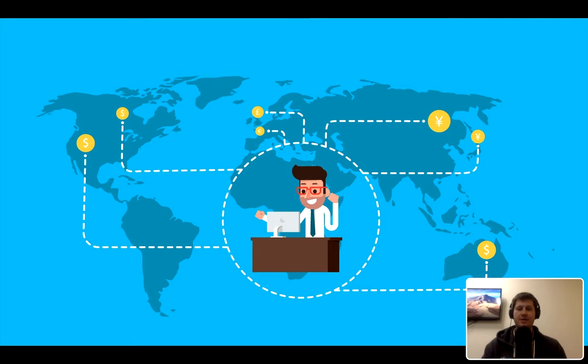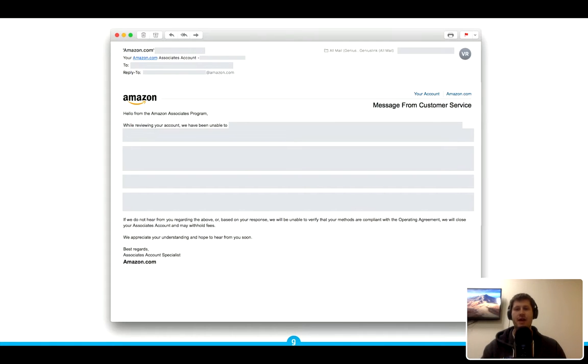And it's about at this stage where publishers similar to Larry get an email just like the one Larry got. And that email goes a little something like this. Your Amazon.com Associates account. Hello from the Amazon Associates program. While reviewing your account, we've been unable to... And it's about this point where things start to get a little bit murky. He's not quite sure what's going on. But then towards the very end is something that really impacts him.